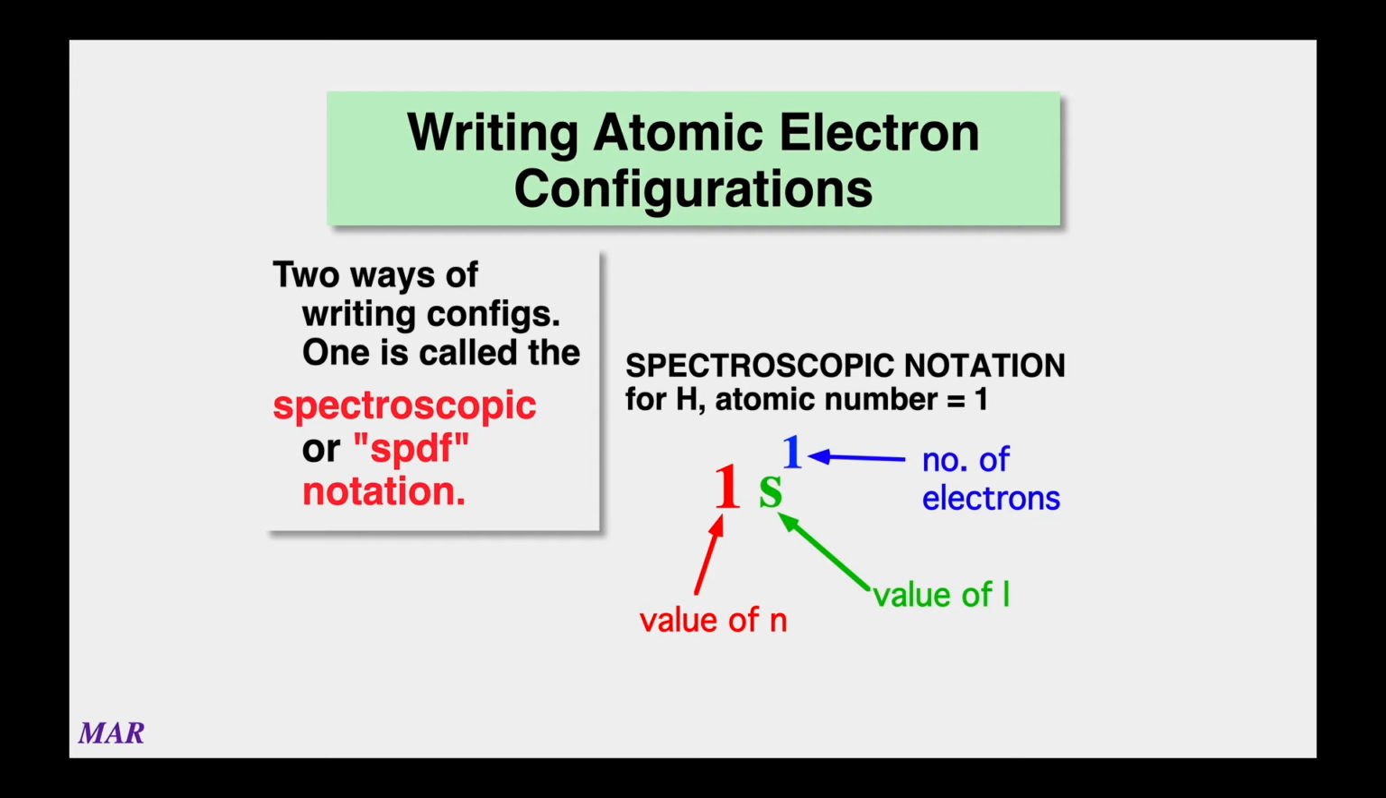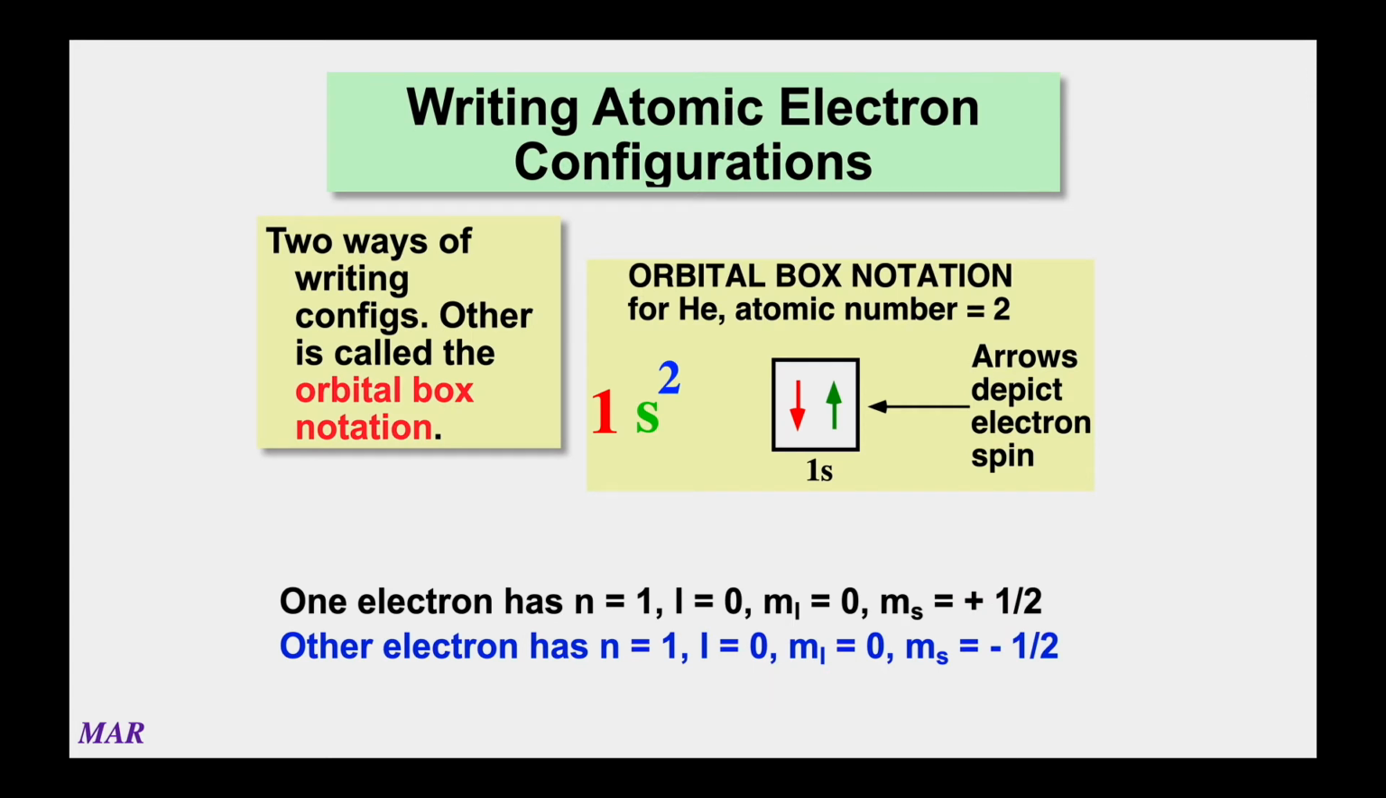So 1s1 would be the electron configuration for hydrogen. Hydrogen has one electron. Remember, the 1 on the periodic table means one proton. That's the atomic number. But in a neutral atom, one proton would have one electron. So neutral hydrogen atoms would be 1s1. If you want to go one more to a 1s2, no problem at all. 1s2 would be the electron configuration for helium. Now, helium has 2 electrons total. 1s can have up to 2 electrons. So 1s2 would be the SPDF or spectroscopic notation.